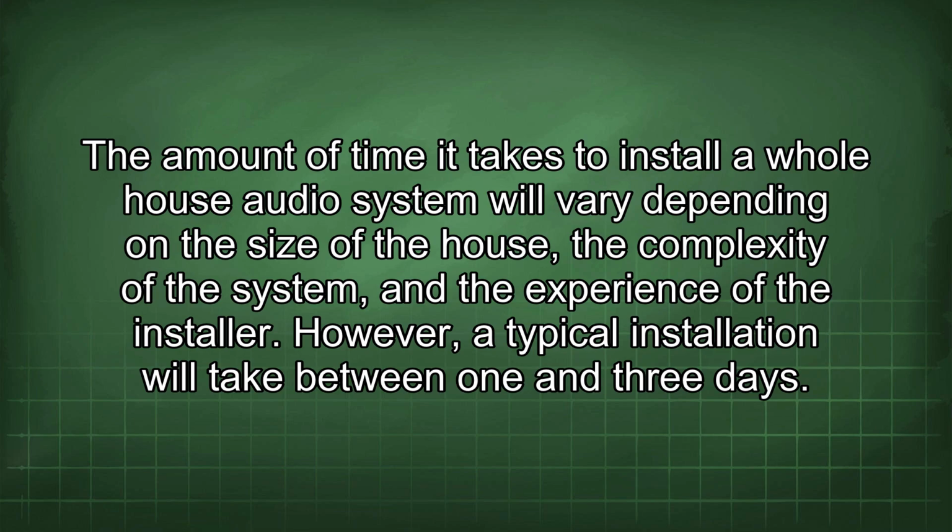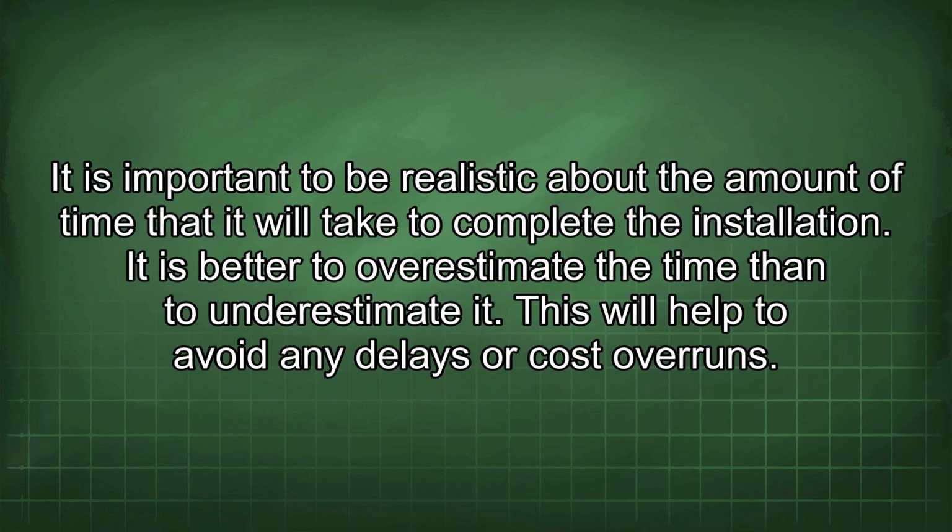The amount of time it takes to install a whole house audio system will vary depending on the size of the house, the complexity of the system, and the experience of the installer. However, a typical installation will take between 1 and 3 days. It is important to be realistic about the amount of time that it will take to complete the installation. It is better to overestimate the time than to underestimate it. This will help to avoid any delays or cost overruns.